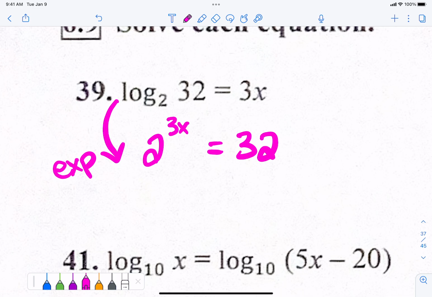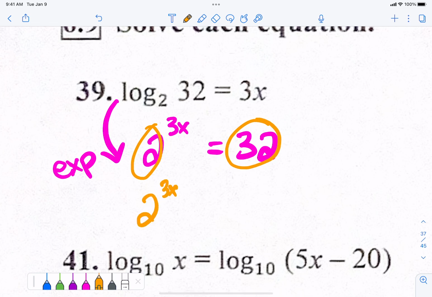And now what do we do? If I put a log back in there, I'll be at the same spot I was before, right? Let's look at these two numbers, 2 and 32. 2 won't break down, so 2 to the 3x stays 2 to the 3x. But 32, can he be like 2 to something? 2 to the 5th power is 32. So I try to make those the same base.